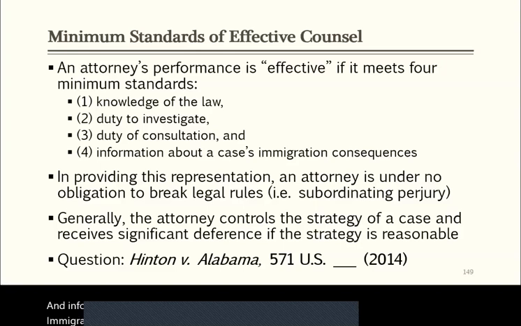So if the lawyer knew the law, if the lawyer investigated, if the lawyer consulted with the defendant, talked to the defendant, and if the lawyer told the defendant that if they were found guilty and they were an immigrant, they could be deported from the country, then we're going to say they're effective, right? That's it. That's as low as it can go.